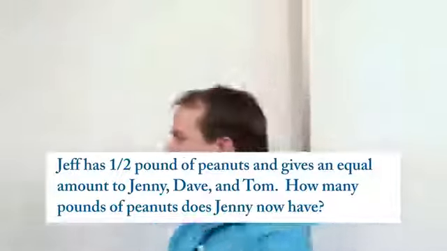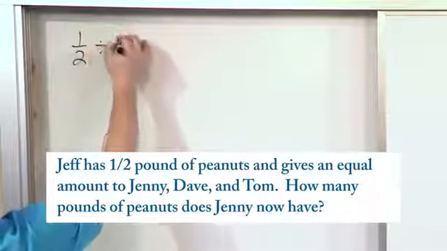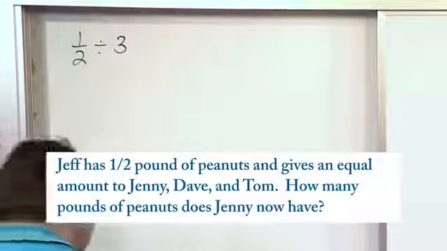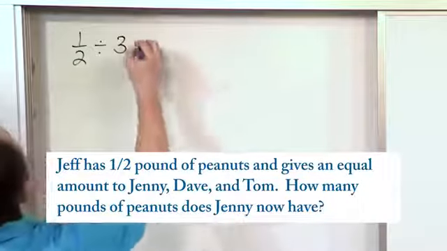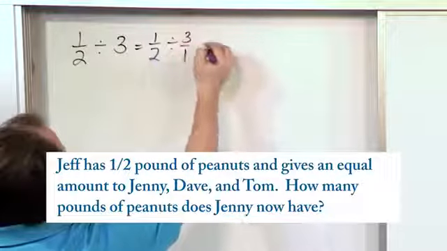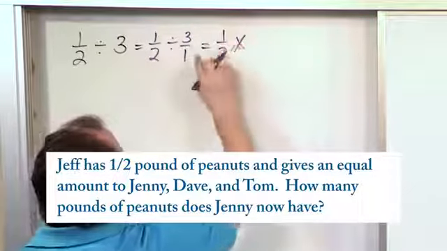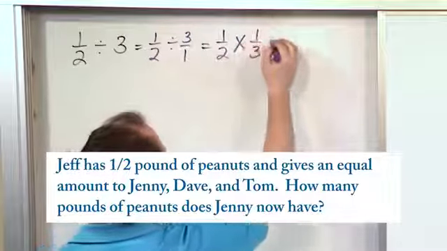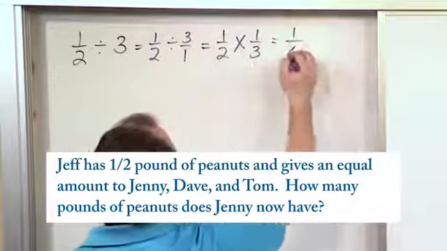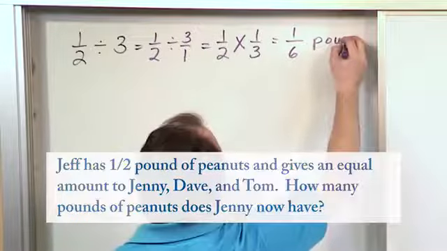So what we really have is we know that Jeff has 1/2 pound of peanuts and he's dividing it into 3 pieces. That's going to be how much Jenny's going to get. Now we've done this kind of problem many times before. First thing we do is we keep the division symbol, but we write this as 3/1. Then we change this to multiplication and we flip this over. Then we multiply the tops. 1 times 1 is 1, 2 times 3 is 6. So how much? 1/6 of a pound.